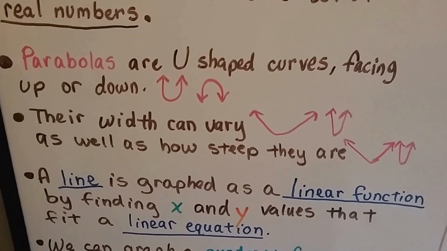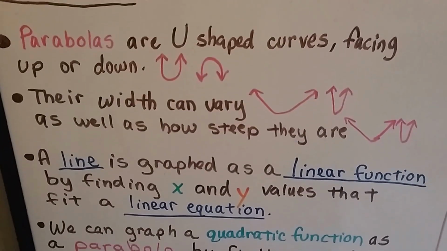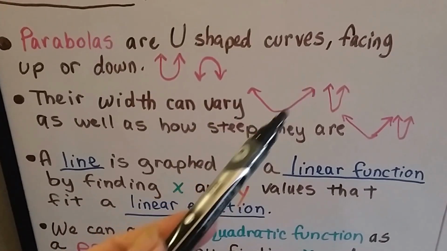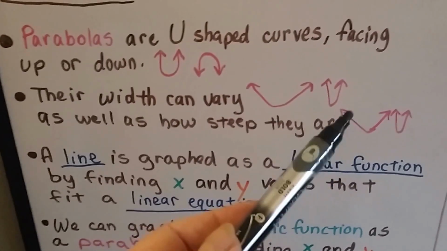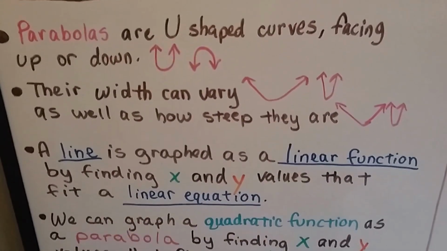And parabolas are U-shaped curves, and they're facing up or down. Their width can vary, as well as how steep they are. They might be really open like this and wide, or they might be narrow. They might have a real steep slope like this one, or less of a slope like this one.